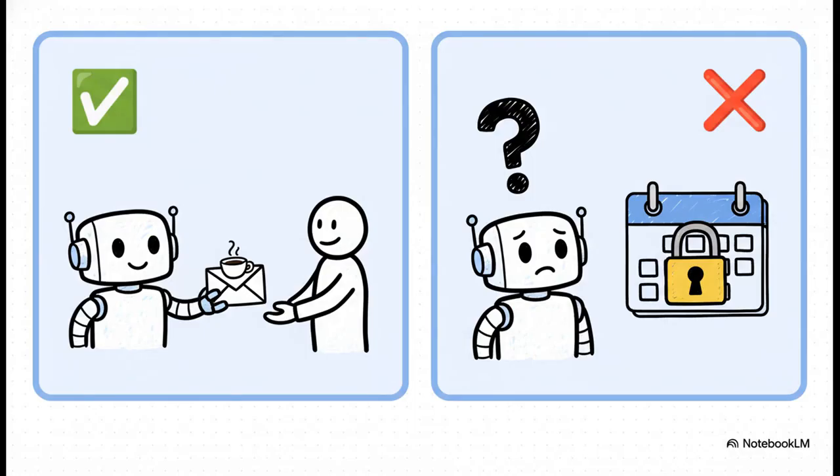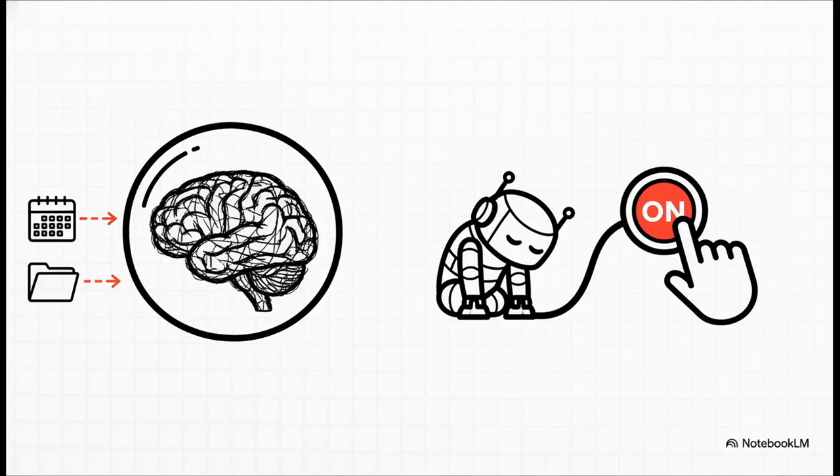For example, you can totally ask it to write a polite email to schedule a coffee meeting, and it'll do a great job. But what if you ask it when you're actually free for that meeting? It's going to fall flat. It has no idea because it can't see your personal calendar. And this really points to 2 key things you got to remember. First, their knowledge is limited. They don't know your private stuff or what's happening right now. And second, they're totally passive. They just sit there and wait for you to tell them what to do.